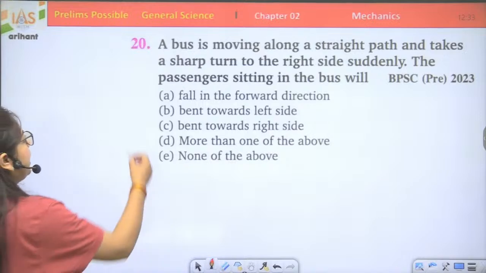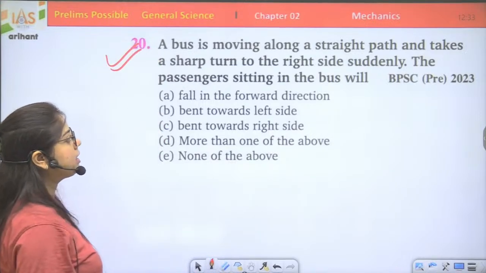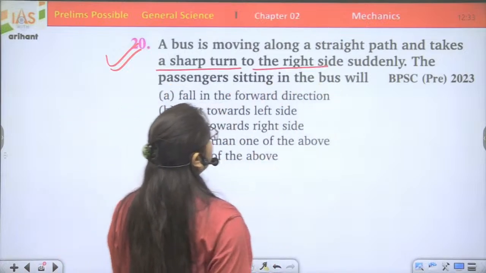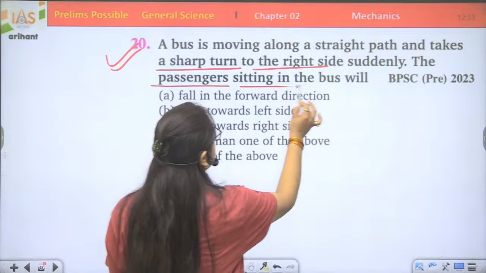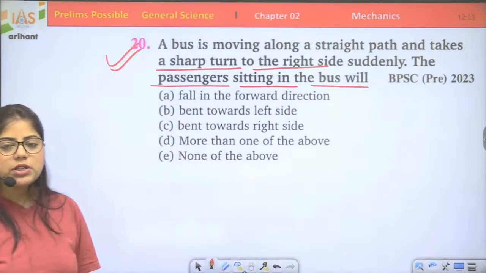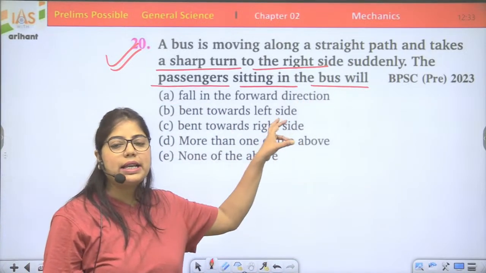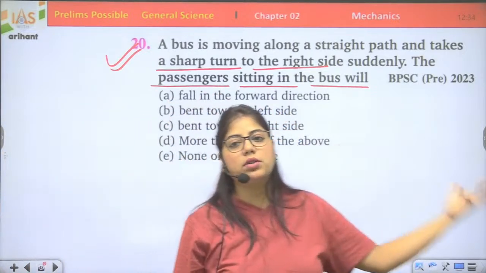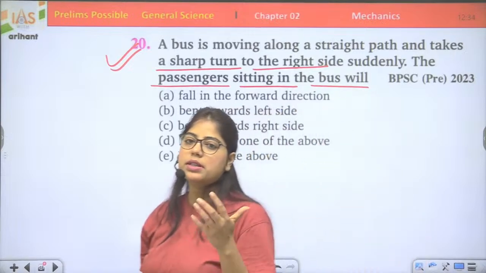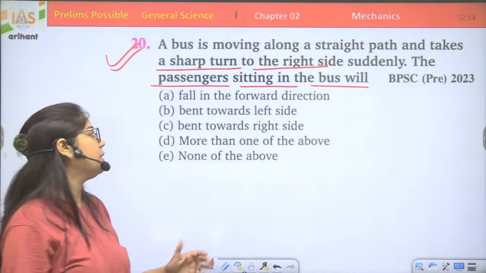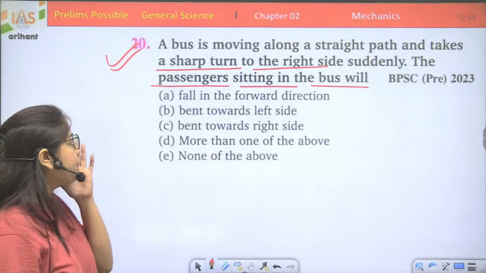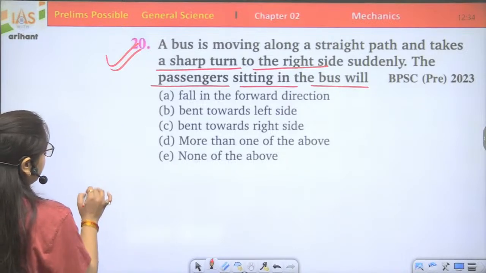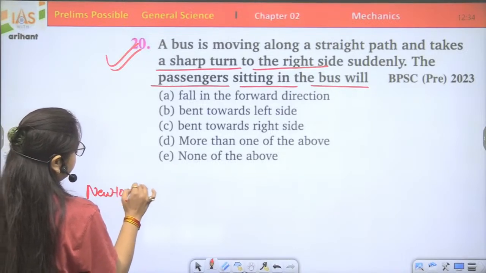Now comes to the next question, number 20. A bus is moving along a straight path and takes a sharp turn to the right side. Suddenly, the passenger sitting in the bus will be. First of all, you have to answer this example. This is the example of which law? Which Newton's law? Newton's first law of motion, Newton's second law of motion, Newton's third law of motion. So, when we are talking about the bus moving along a straight path, this is the example of Newton's first law of motion.